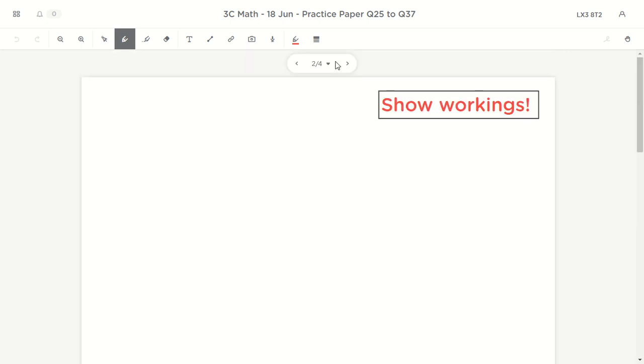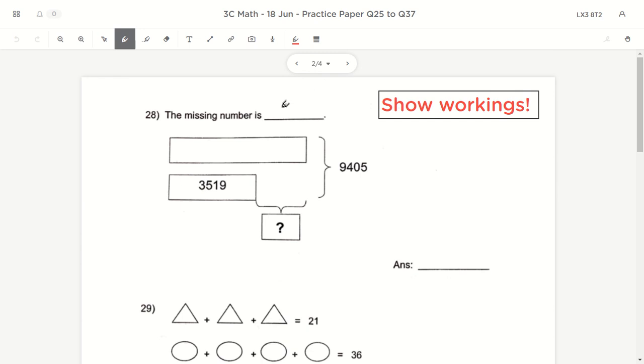Okay, now we go on to the next page, question 28. Alright, you are finding the missing number here. This is what you want to find. Okay, a lot of you forgot to minus, you just minus 3519 and that's it. But you realize that 9405 is the sum of these two bars. It's not just this bar. So this long bar plus this short bar added together give you 9405.